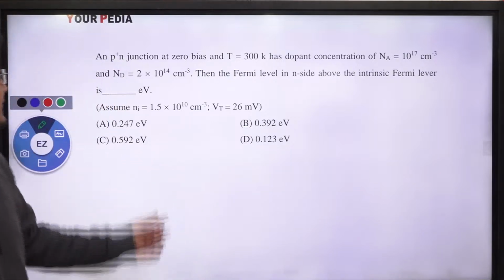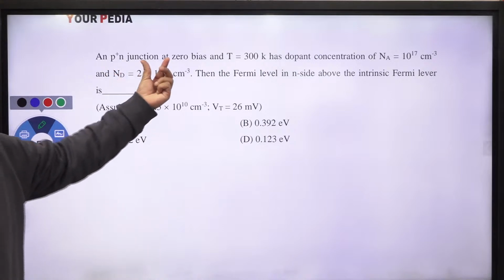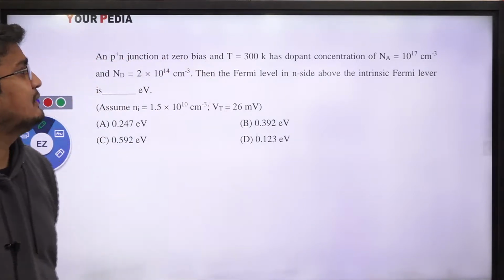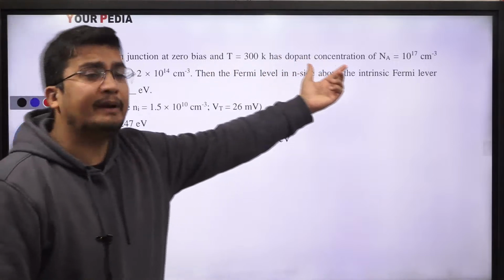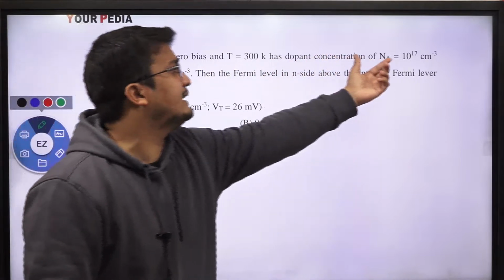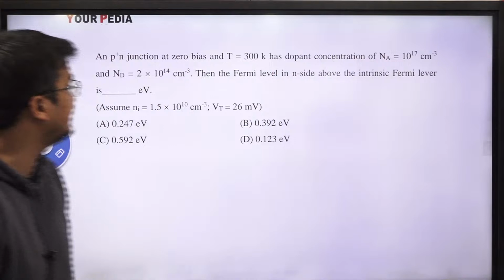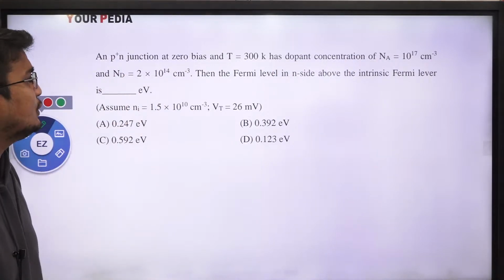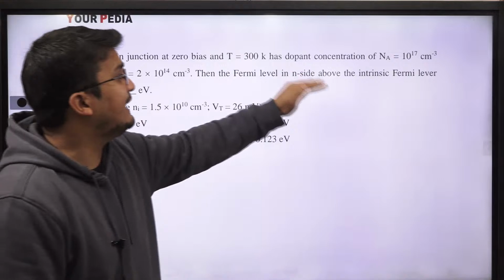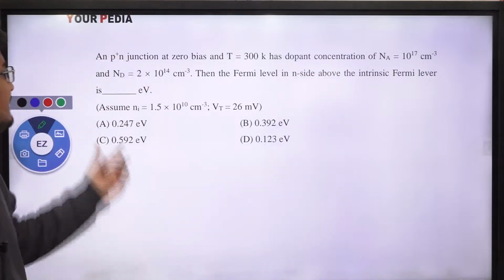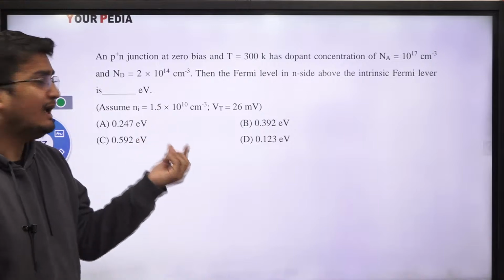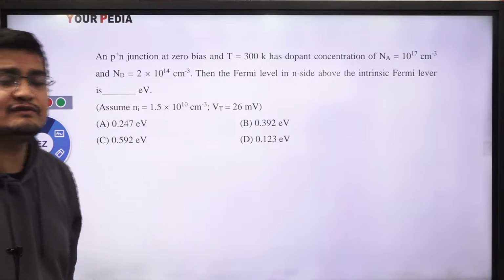This is a question from the EDC, electronic devices and circuits. The question given is a P plus N junction at 0 bias, means nothing applied externally, at T is equal to 300 degree Kelvin, has an acceptor dopant concentration of 10 raised to power 17 per centimeter cube, donor is 2 into 10 raised to power 14 per centimeter cube. Then the Fermi level in N side above the intrinsic Fermi level is how much electron volt, and some constant values are given, Ni value given and thermal voltage value given, right?